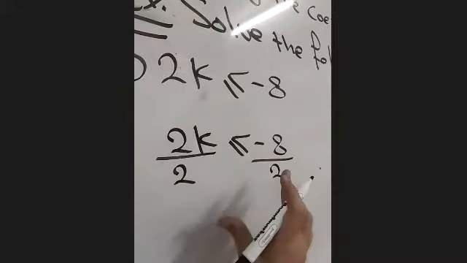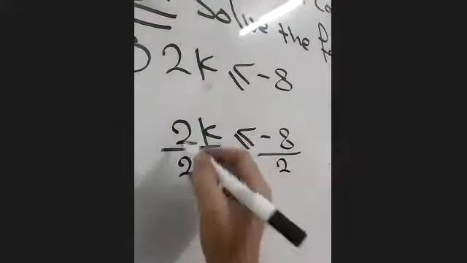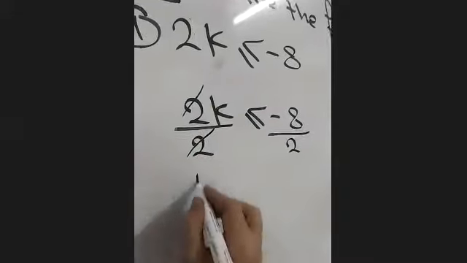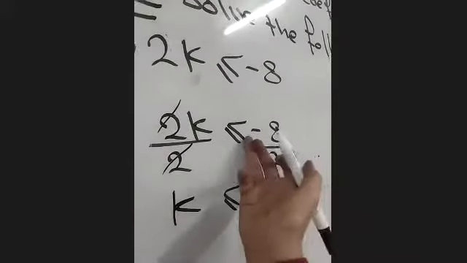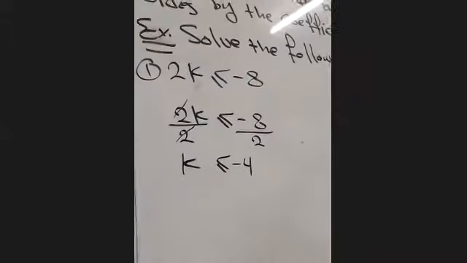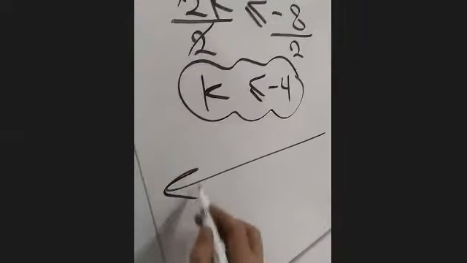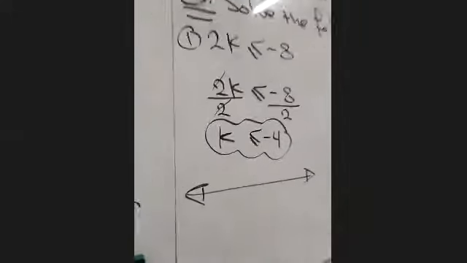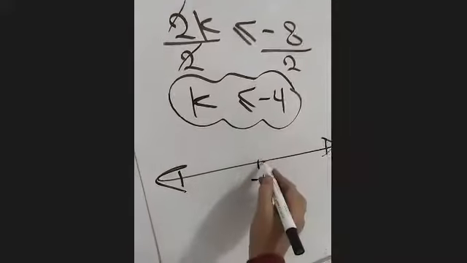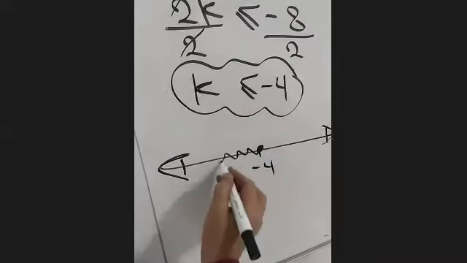So here I will divide both sides by the coefficient, which is 2. So let's divide. 2 divided by 2, it is 1. They are gone, crossed. Still here, k. And here make division. Negative 8 divided by positive 2 is negative 4. This is the answer. Now, let's graph it. Let's remember how we graph the solution. At the middle, our negative 4 equal closed. k less than negative 4, less than to the left.